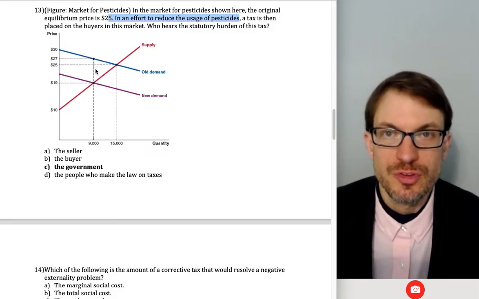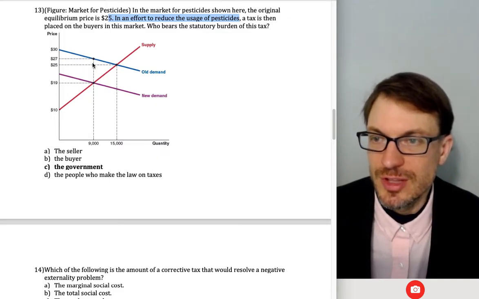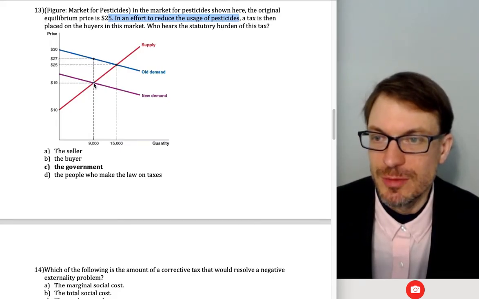Also, relative to what I was just saying before, look at this little sliver at the top. That's the share of the tax that's going to be borne by buyers, and this is the share of the tax that's going to be borne by sellers, right?